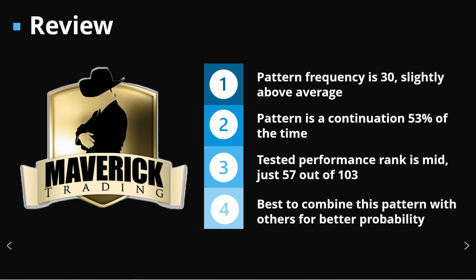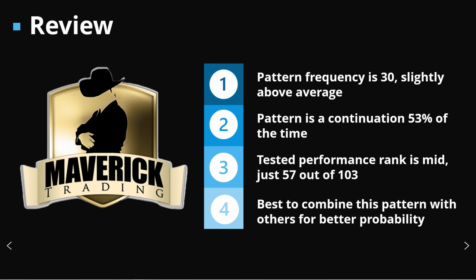So what do we learn? The pattern frequency is 30, slightly above average because it happens often, but just because it happens often doesn't mean it's really worth much. Pattern is a continuation 53% of the time. Remember, the bullish pattern, I believe, was 56 or 57% of the time. So the bullish one was a little bit better than the bearish pattern, but 53% to me is a coin flip. Tested performance rank is mid, just 57 out of 103, right in the middle there.